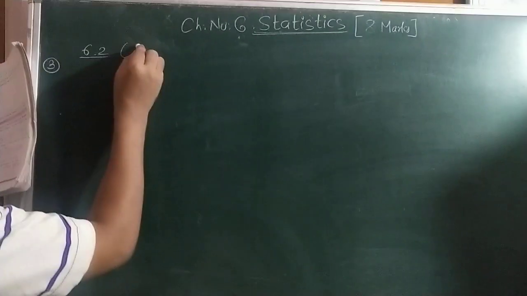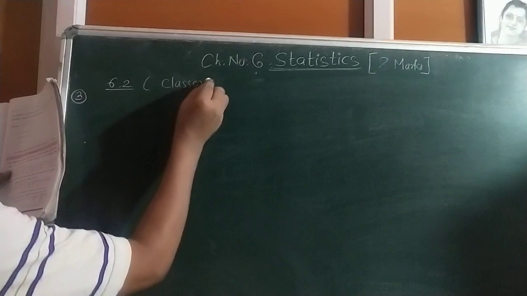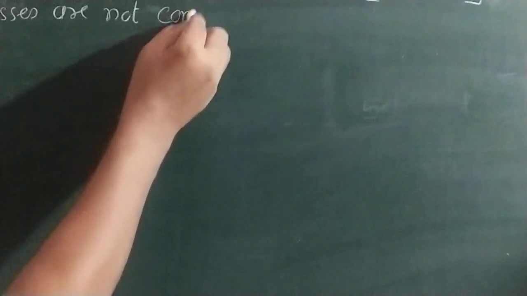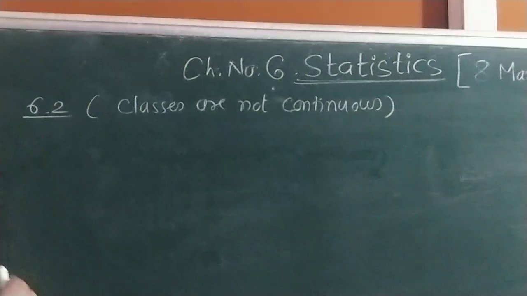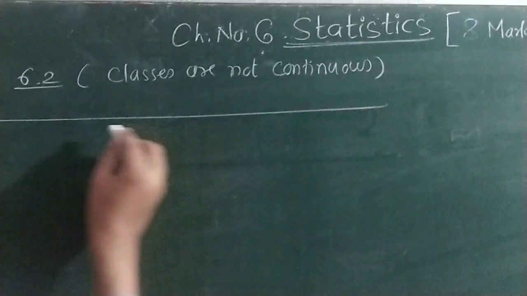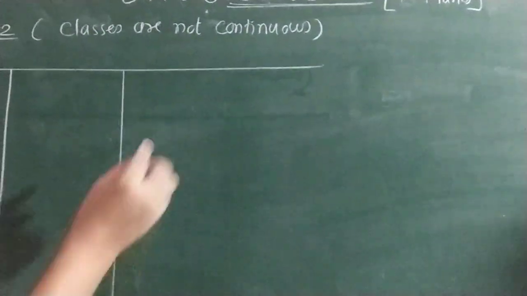Sum is when classes are not continuous. Classes are not. This is a single sum, not continuous. So there are small changes when classes are not continuous. Only one sum is there. Sum number 3. We required 4 columns because we have to make it continuous also.